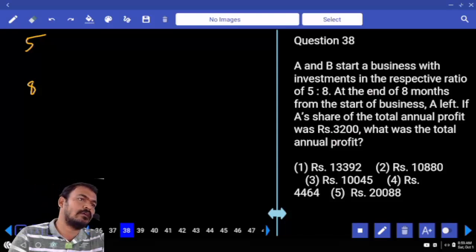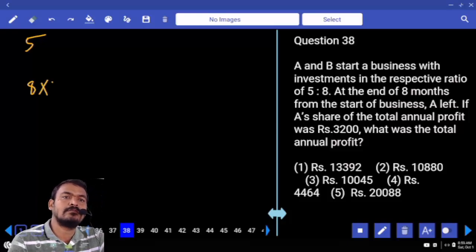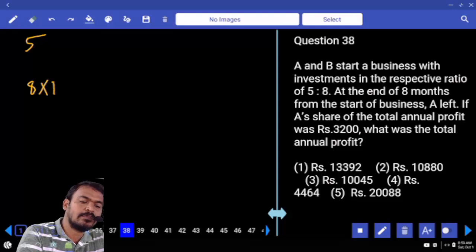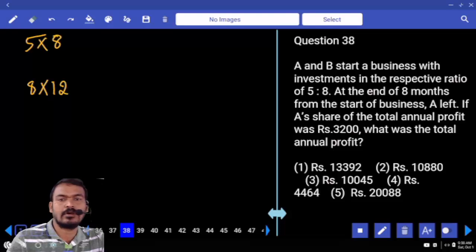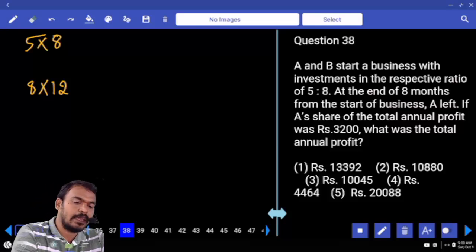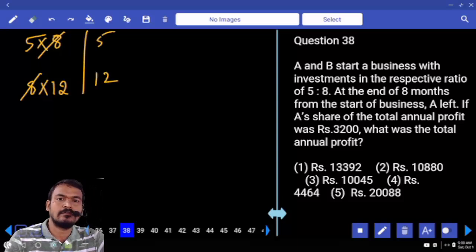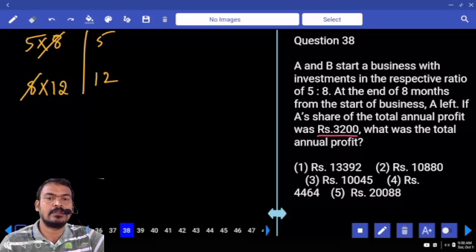Here, from starting to ending, which capital is used? B capital. What is the total time period? 12 months. B's time period is how many months? 12 months. A's time period is 8 months, because A left after 8 months, or not? Yes or no? 8 gets cancelled. What is the profit ratio? 5:12, or not?